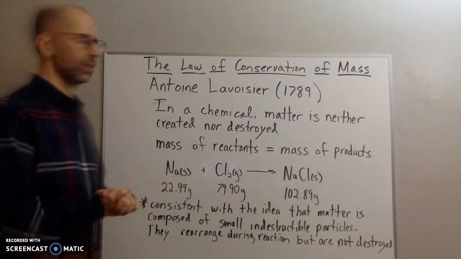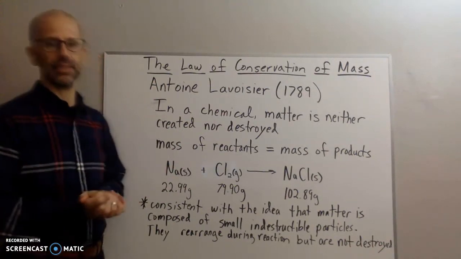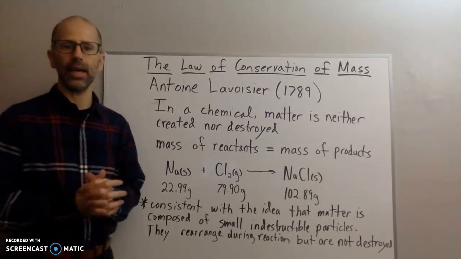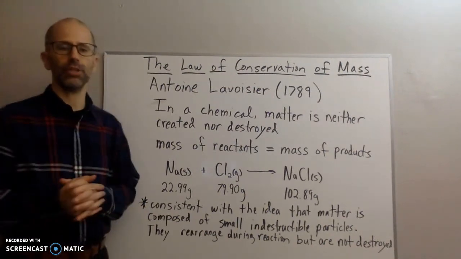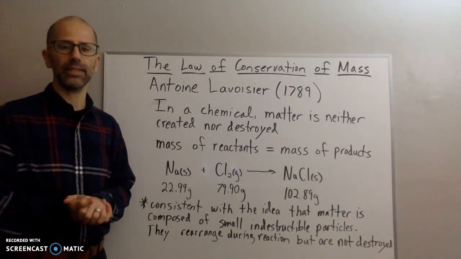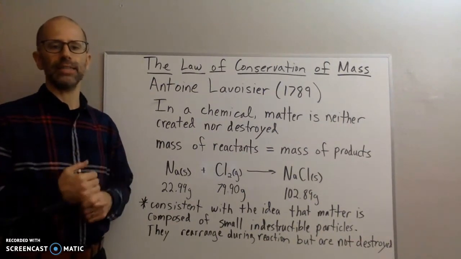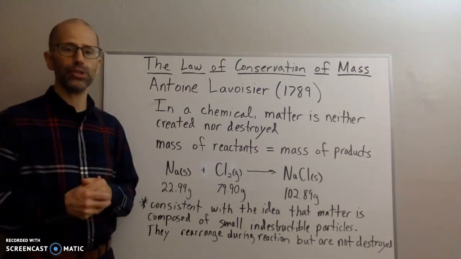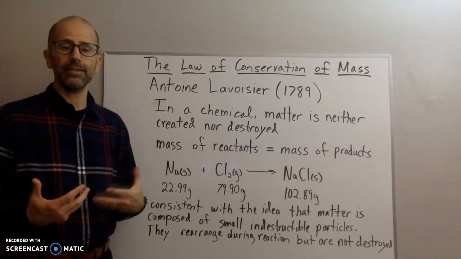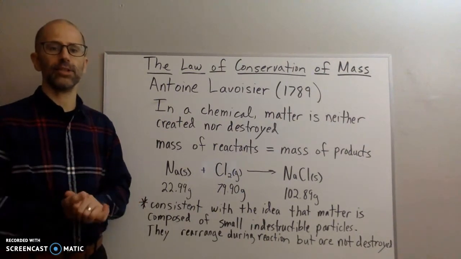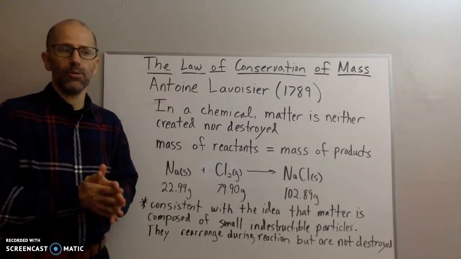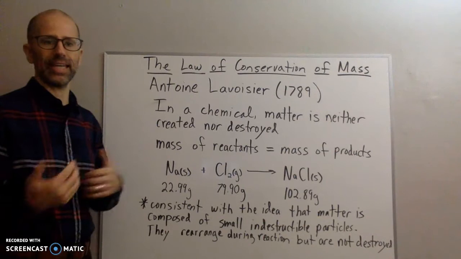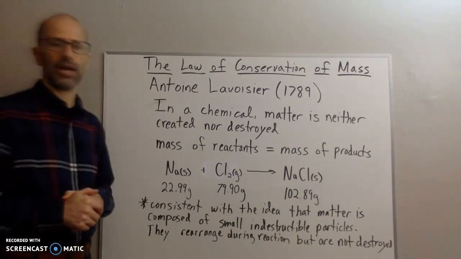The first law that we are going to talk about is the law of conservation of mass. And this was formulated in the late 1700s. In 1789, Antoine Lavoisier, a French scientist, but he was also a tax collector. He was responsible for taking taxes of anything that went in and out of Paris at the time.